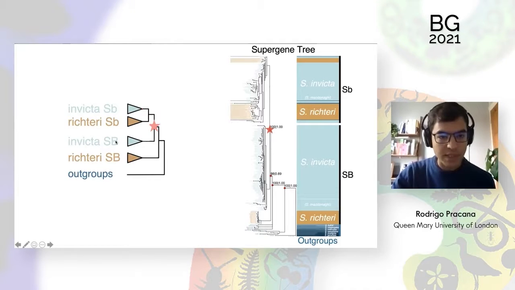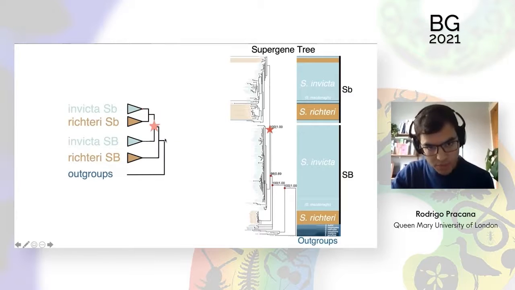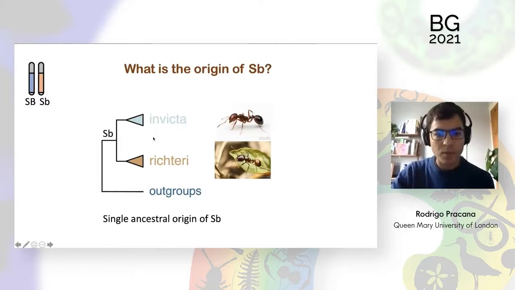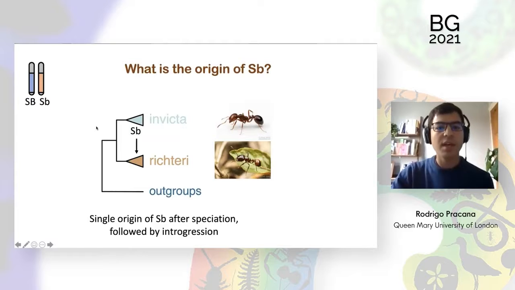If we look more closely, we see that actually all the little b samples form a sister clade to the big B samples of S. invicta. And what this means is that little b seems to have evolved within S. invicta, and that means it's been after the speciation between invicta and richteri. If it was before the speciation, the separation between big B and little b would be before, here on the tree. So to put it in another way, we don't have a single ancestral origin of little b, which was our hypothesis. Instead, we have little b emerging within S. invicta and then introgressing into S. richteri.